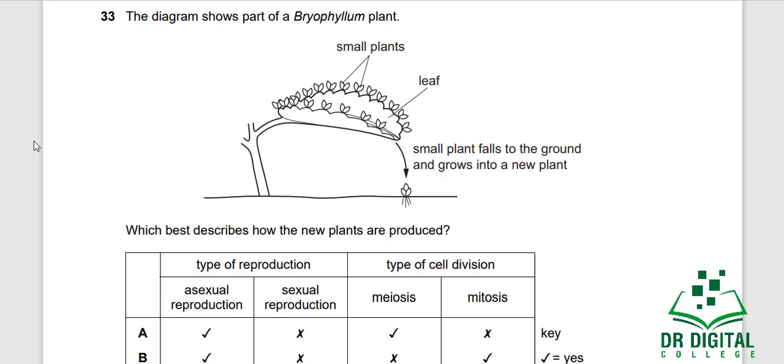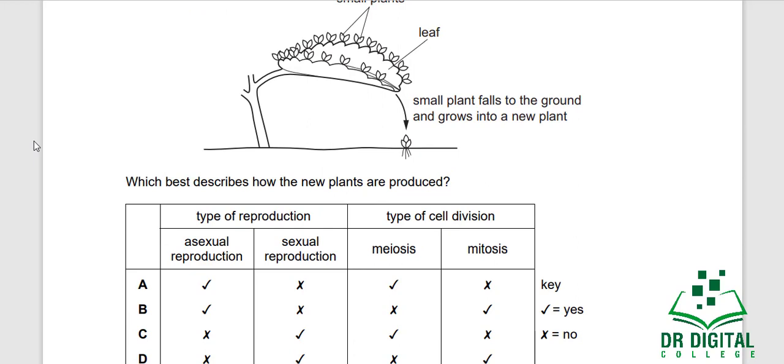So you know that the type of reproduction is asexual. So this is sexual, wrong. Asexual is there, so A is correct. The type of cell division is meiosis. No, in asexual reproduction meiosis is not involved, so this is the wrong option.